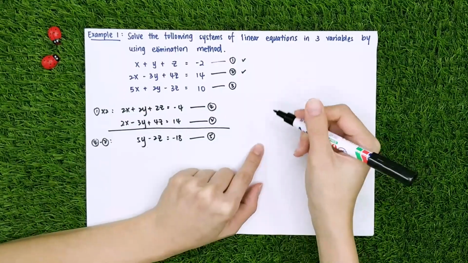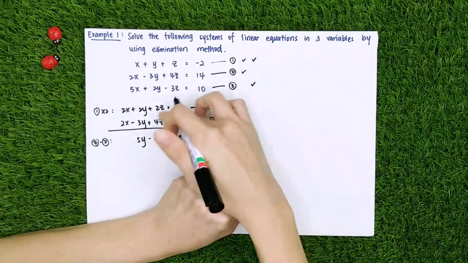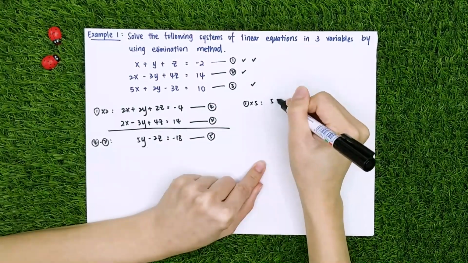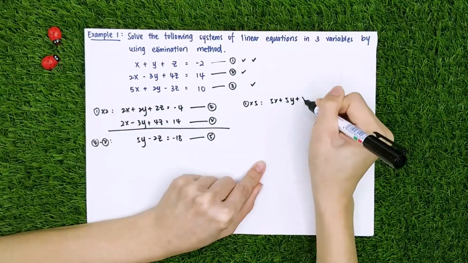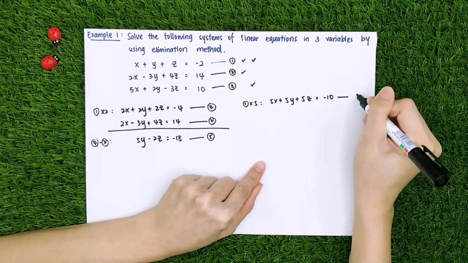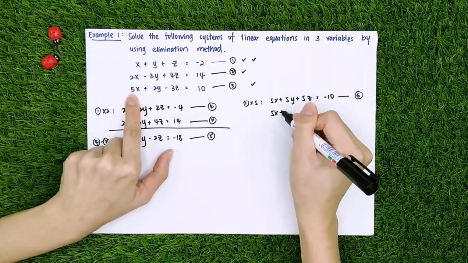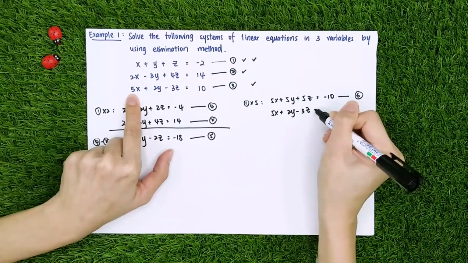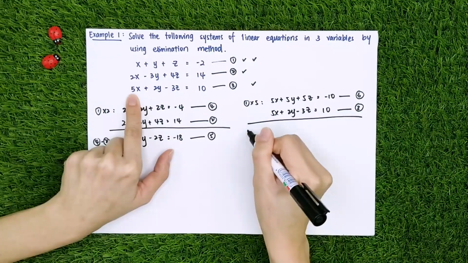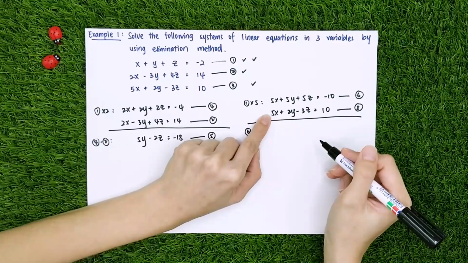Now I choose equation 1 and equation 3. In the same way as before, I will times equation 1 by 5. So I will get 5x plus 5y plus 5z equals minus 10. This is my new equation, which I label as equation 6. I move down equation 3: 5x plus 2y minus 3z equals 10. This is equation 3. Now I will subtract equation 3 from equation 6. 5x minus 5x, you will get 0.